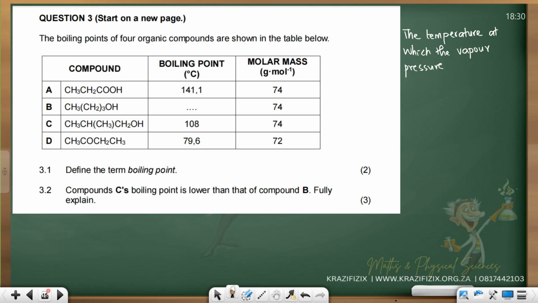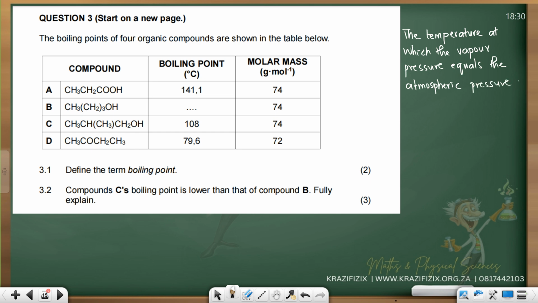Vapor pressure equals what? All right, the external, even if you don't write that, but just mention atmospheric what? Pressure. Please, very, very important, those definitions.